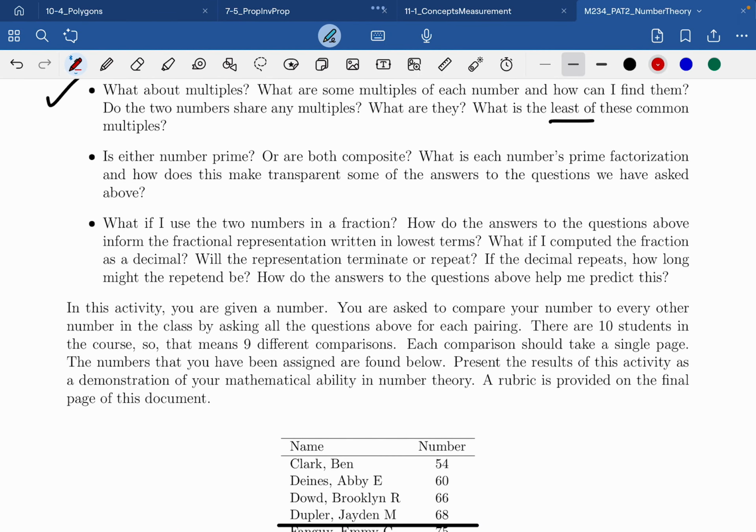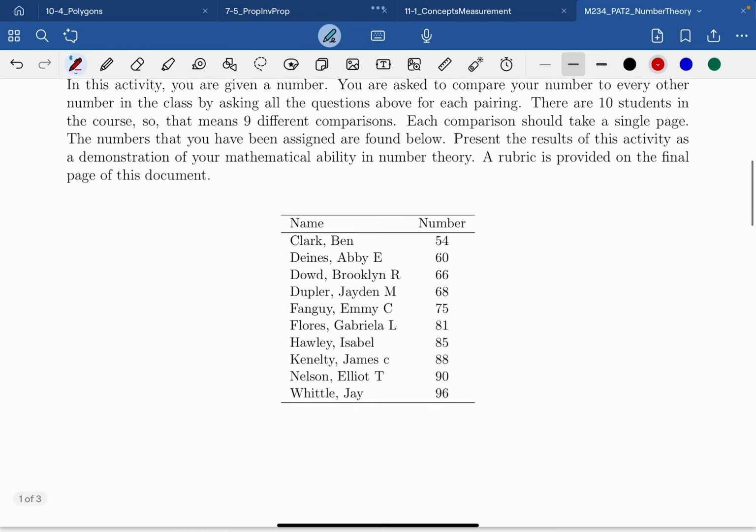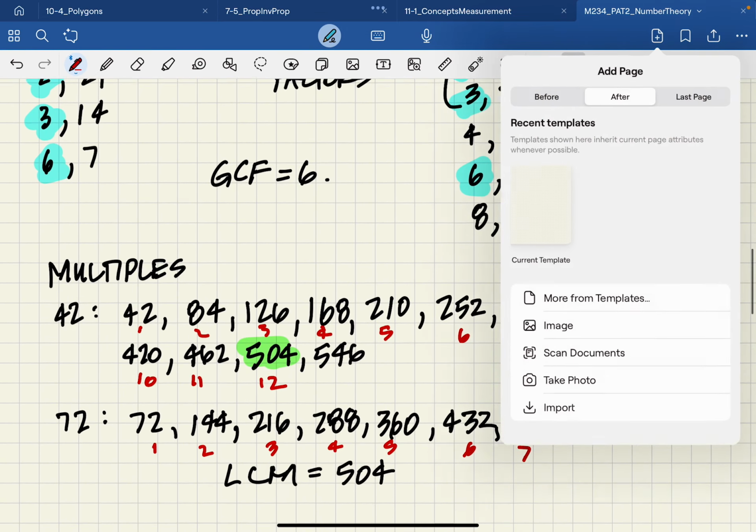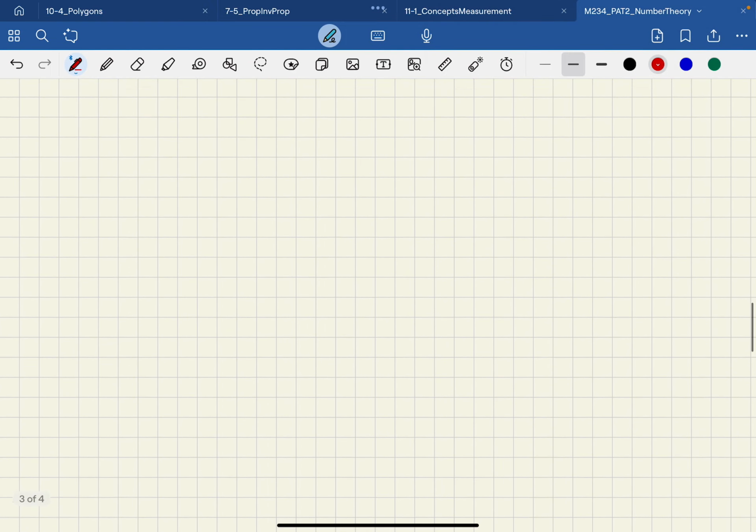Mysterious. So it seems like we figured out that both of them are composite and that those factorizations do help us see some things. And then the last piece is, what if I wrote it in a fraction? How did the answers to the question above inform the fractional representation written in lowest terms? Okay, well, let's go ahead and add one more page here and talk about that.